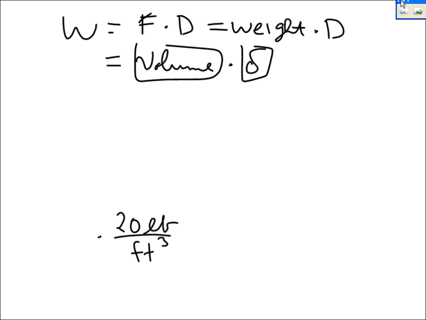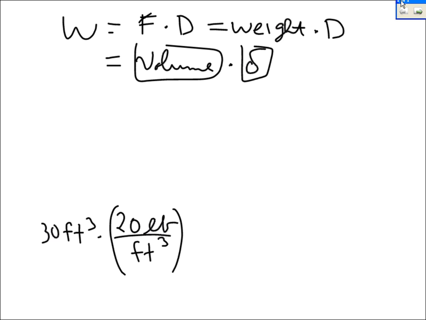Suppose you have 30 cubic feet. Well, each cubic foot weighs 20 pounds. That's what that says in the brackets: 20 pounds for every cubic foot. So you have 30 cubic feet.